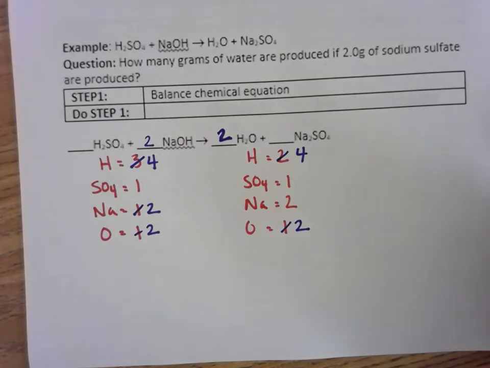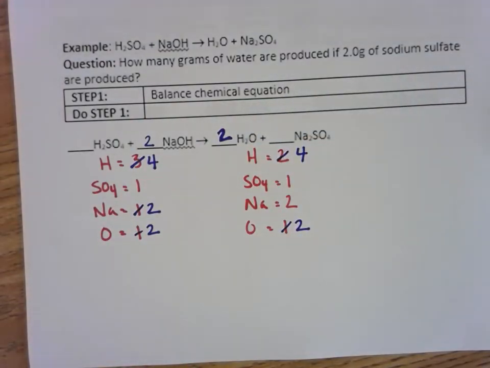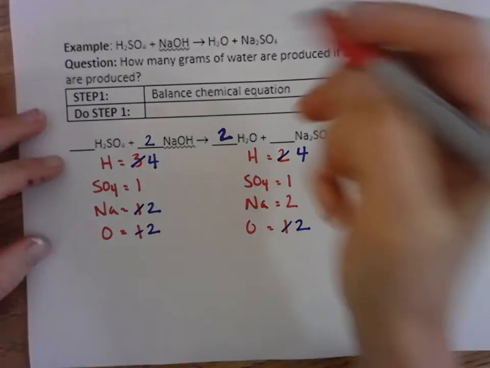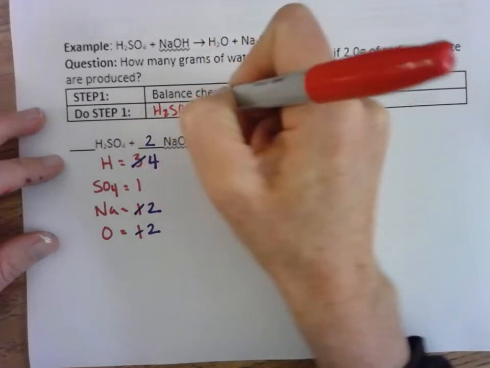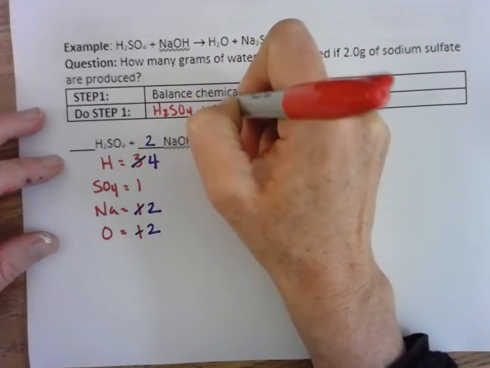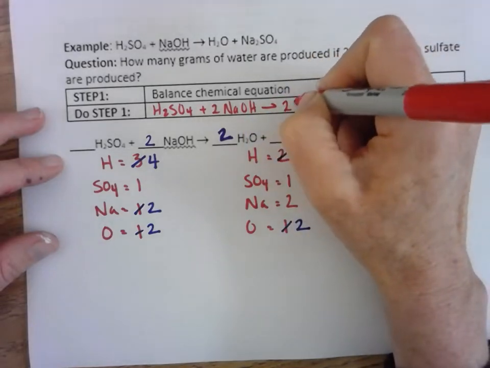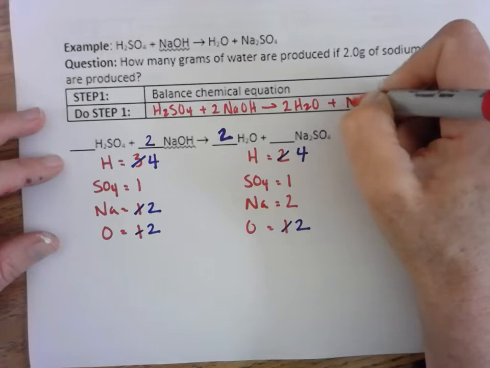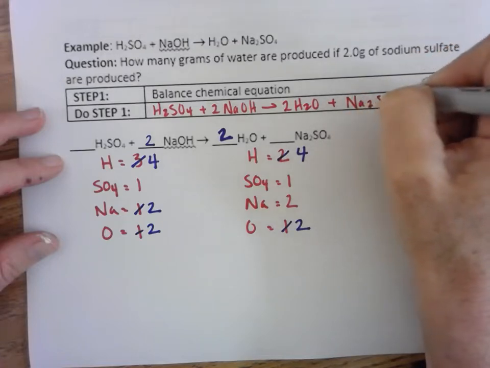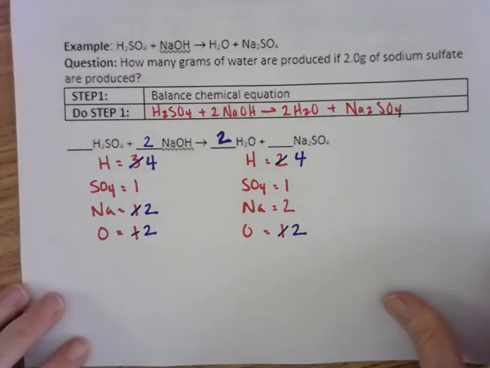So in this area right here, just write in the actual balanced equation. That's what I'm asking you to do. So we have H2SO4 plus 2 NaOH yields 2 water plus Na2SO4. Oh, we just did step 1. That's step 1.